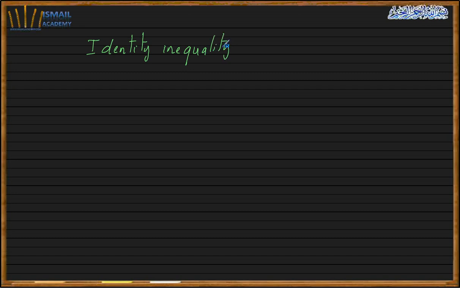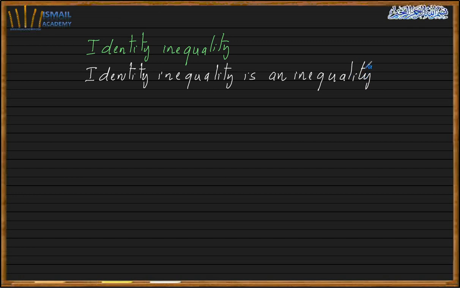An identity inequality is an inequality that is always true regardless of the value of the variable.